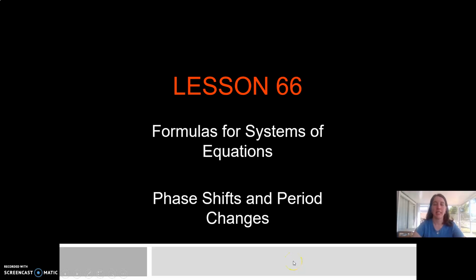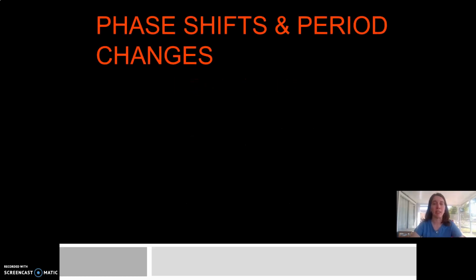In our second part of lesson 66 today, we'll be talking about our phase shifts and also our period changes with regard to our sine and our cosine graphs. Now, in previous lessons, we've done just phase shifts, we've done just period changes. Now we're going to put the two of them together to get one big equation for our final answer.